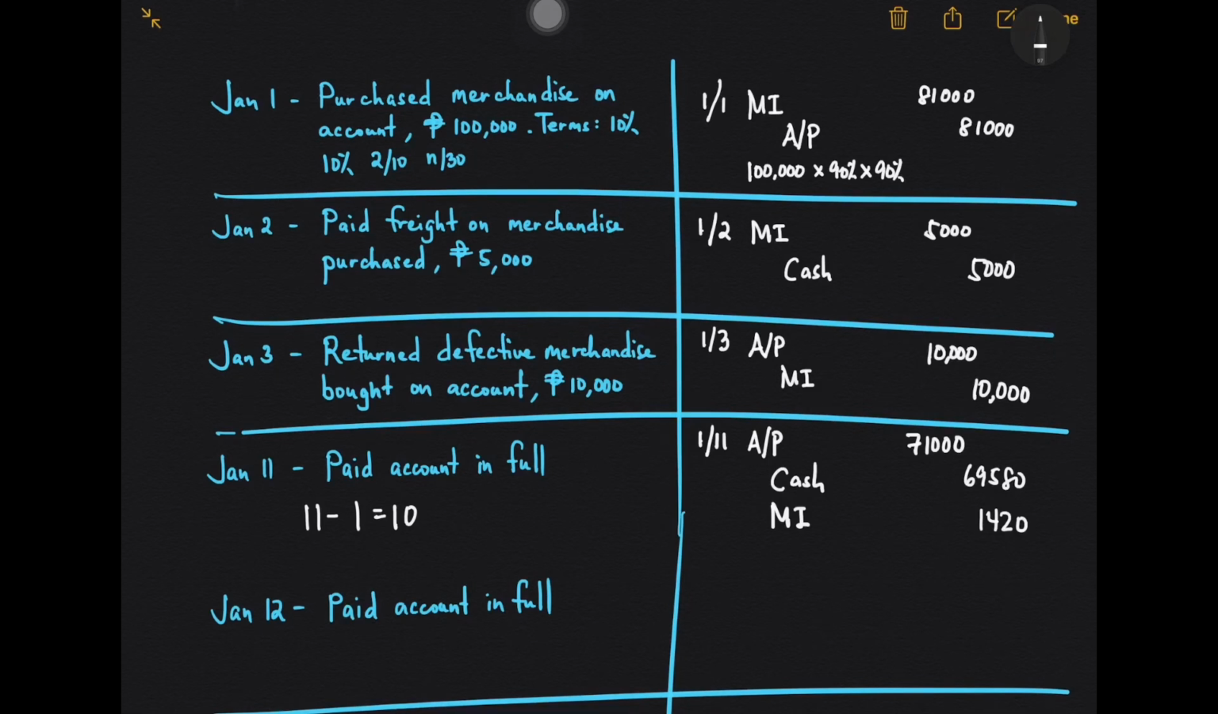What if you paid beyond the discount period? Let's say on January 12, that's beyond the discount period. So on January 12, you will just debit accounts payable and credit cash the same amount, 71,000. You will not pay less because you were not able to avail of the purchase discount.